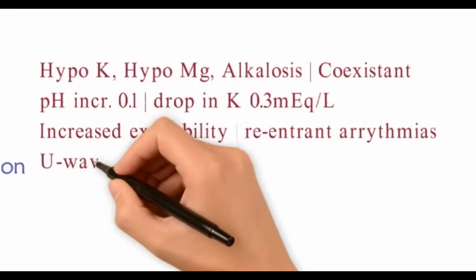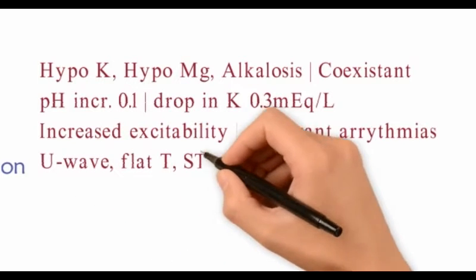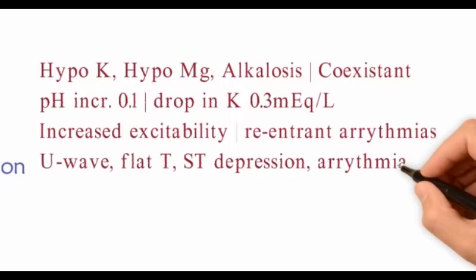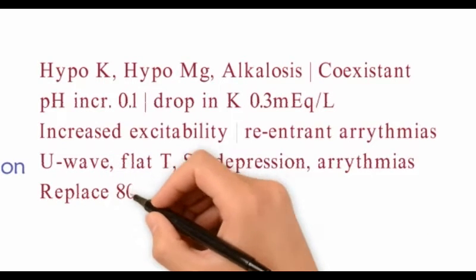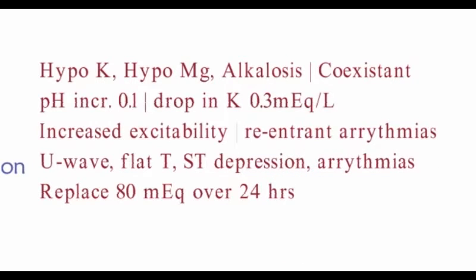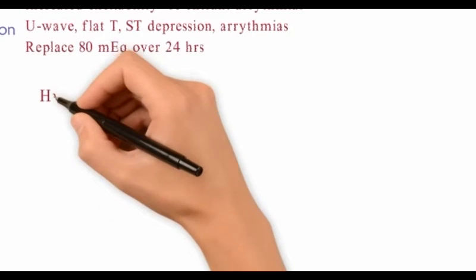Initially there is a U wave, followed by a flattened T wave, ST depression because of some degree of ischemia, and re-entrant arrhythmias. Since the potassium requirement is 60 milliequivalents per day, one would replace at least 80 milliequivalents over the period of 24 hours to prevent acute hyperkalemia.